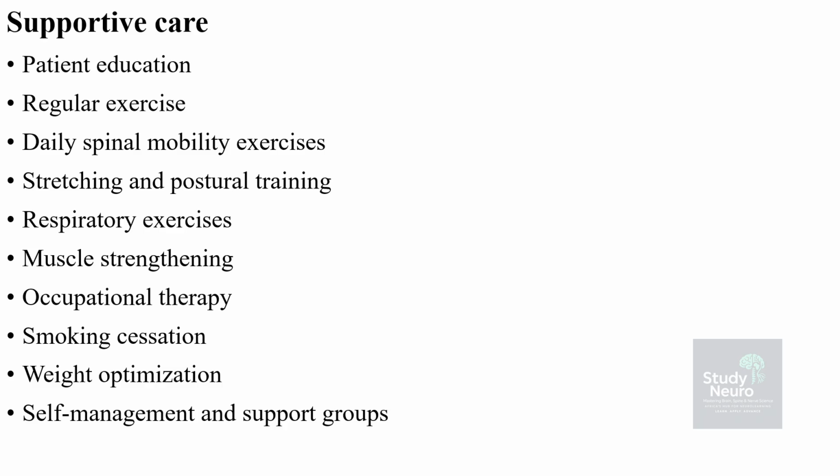Other measures may improve overall health and independence. Occupational therapy can help patients adapt daily activities, while stopping smoking and maintaining a healthy weight may reduce additional health risks. Support matters too. Patient education, self-management programs, and support groups can help individuals manage the condition more effectively and remain engaged in their care.